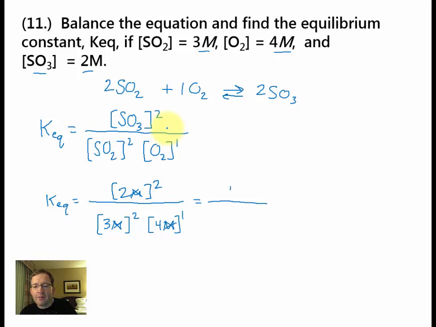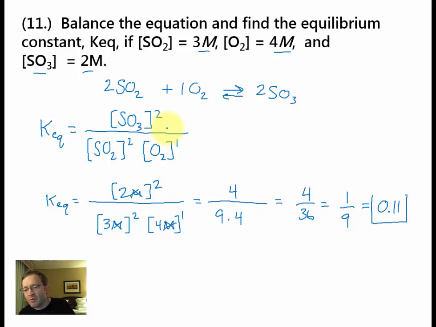2 squared on the top would be 4. On the bottom we have 3 squared, which is 9, times 4. So essentially we have 4 over 36, or if we reduce that down, 1 over 9. Now don't leave your KEQs as fractions. In the end, we want to divide that out and actually get an answer. So you can skip to the chase here, and essentially we get 0.1 repeating, right? 1/9 is 0.1 repeating. So KEQ is 0.11.